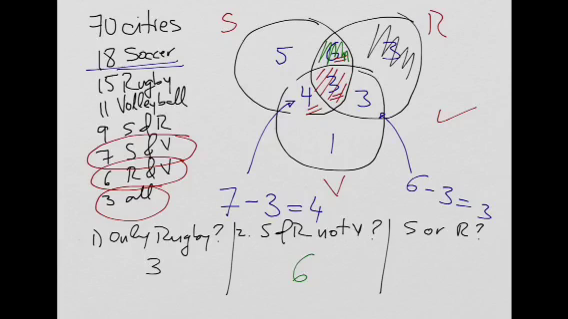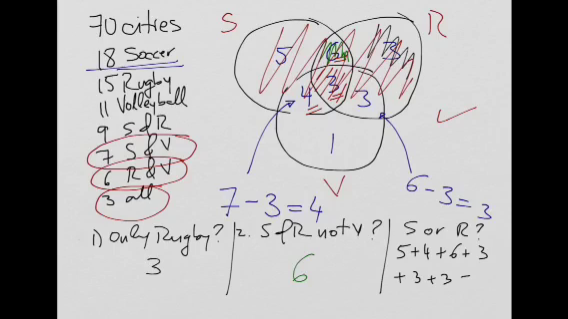You might also say soccer or rugby. Remember that soccer or rugby includes only soccer, only rugby, and the common soccer and rugby, right? So soccer or rugby will mean all of that. So if I add up all of those numbers, 5 plus 4 plus 6 plus 3 plus 3 plus 3, that will give me 24.